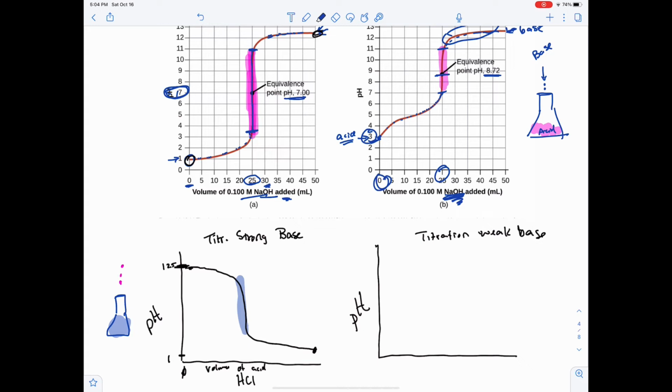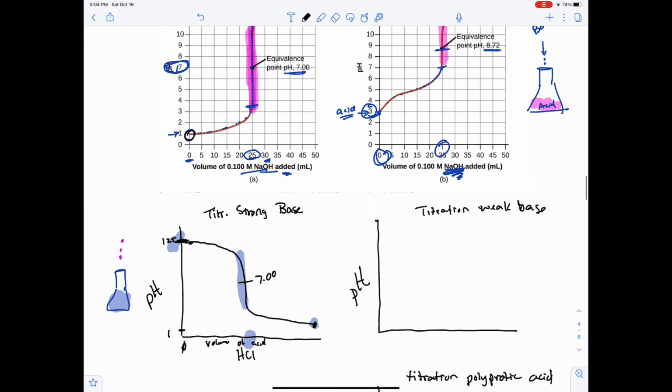And you'll notice, like before, you had this wide range where the pH basically jumped really fast, and it should fall at 7 because it's a strong acid, strong base titration. And it's very similar to the one above it. It's kind of like the inverse of it or the mirror of it in a way, if you want to think of it that way.